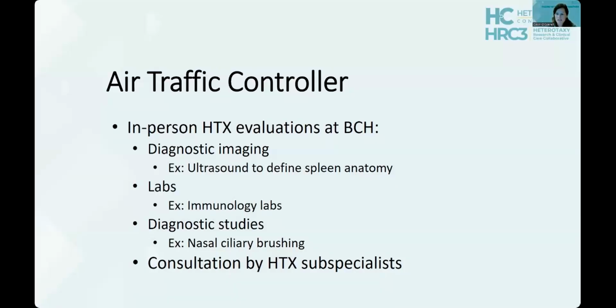Then once all this data is gathered, then I work with our heterotaxy team of specialists to come meet with the families, review the data that we have gathered, and provide any recommendations and education about this area.